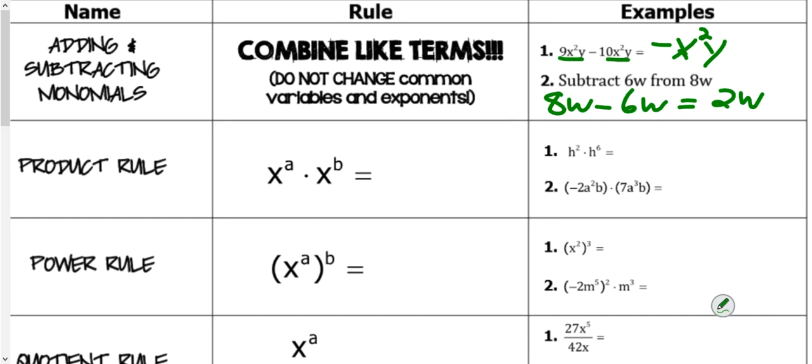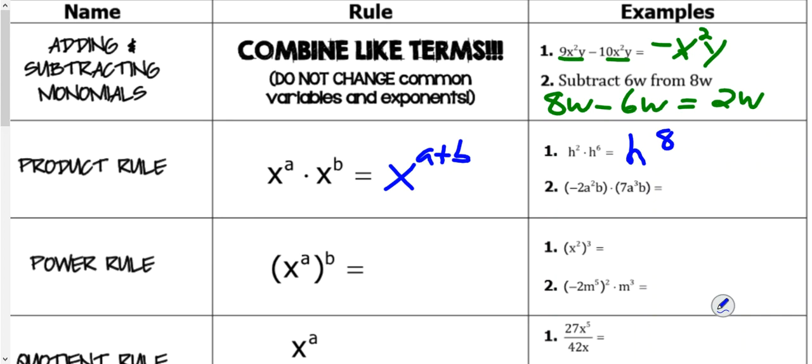For the product rule, we have x to the a times x to the b. When we do this, our solution would be x to the a plus b. That is our rule. We add the exponents when they are being multiplied together. So if we have h squared times h to the 6, we add those together. That would give us h to the 8th power.